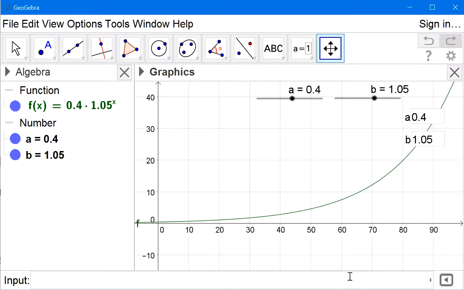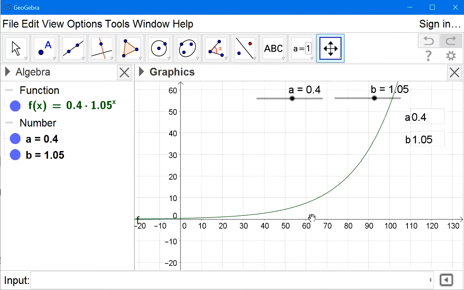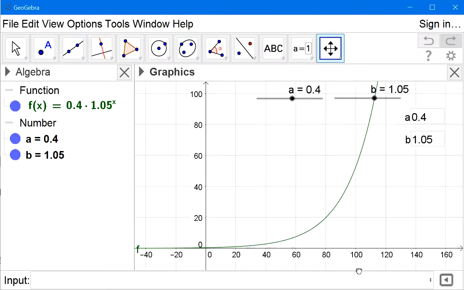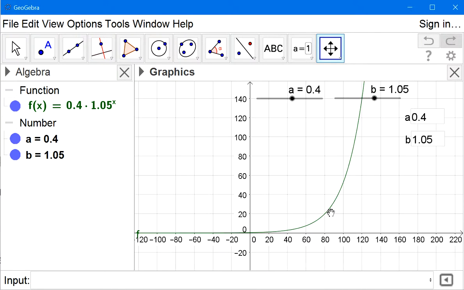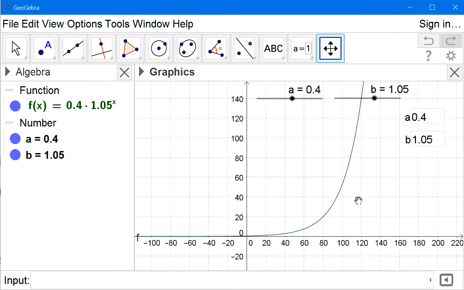So you can see it takes off there. I'm going like 90 or 100. I don't know what these units of time are, but 100 years out, or 100 days, or if we're talking about bacteria growth or something.